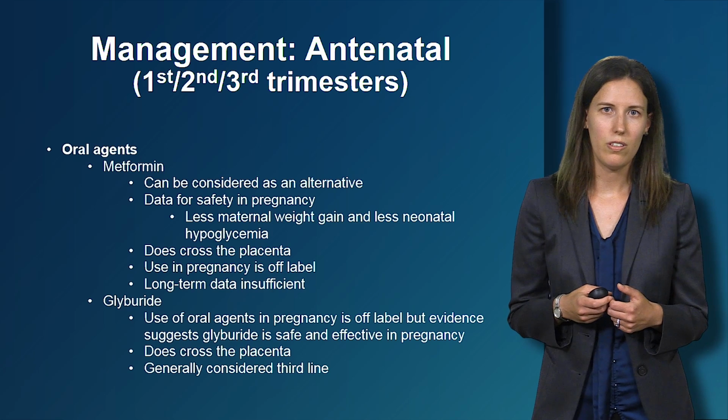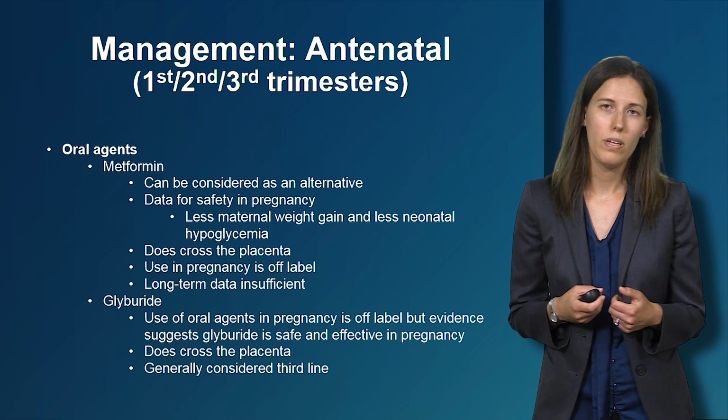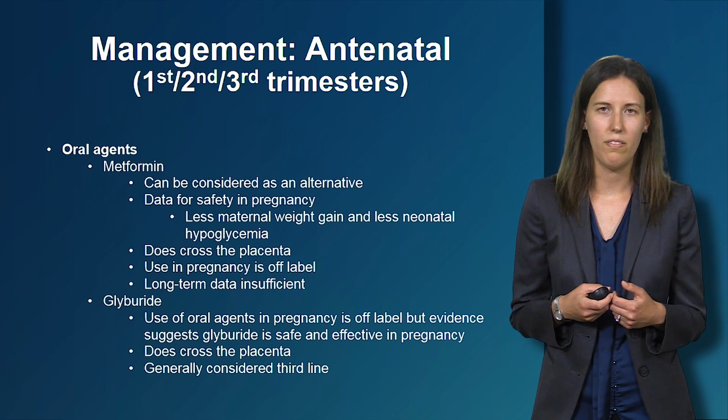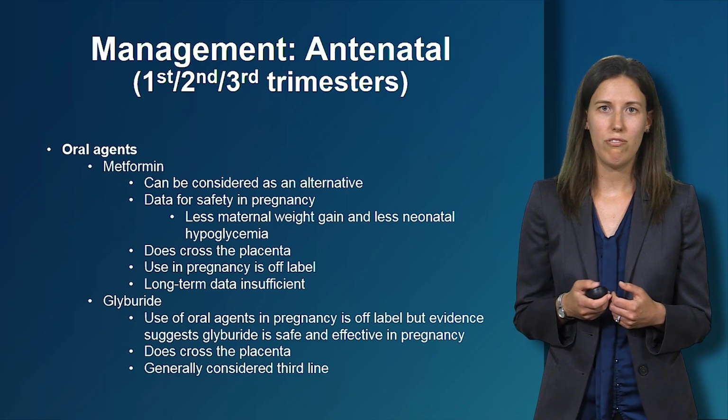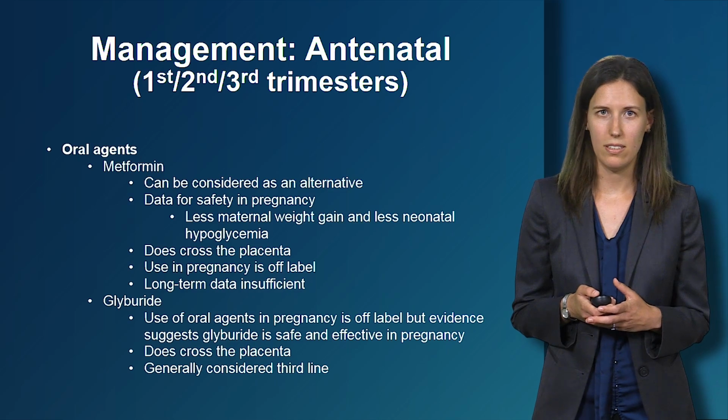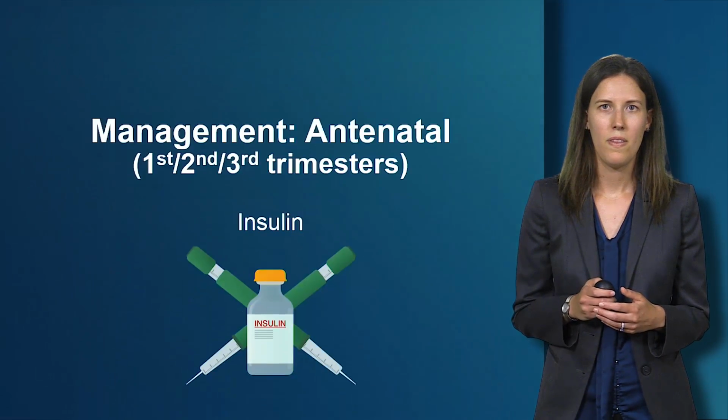Glyburide, the use of this oral agent in pregnancy is off-label, but there's evidence that suggests it's safe and effective in pregnancy. It does cross the placenta, and it's generally considered third line after insulin and metformin.